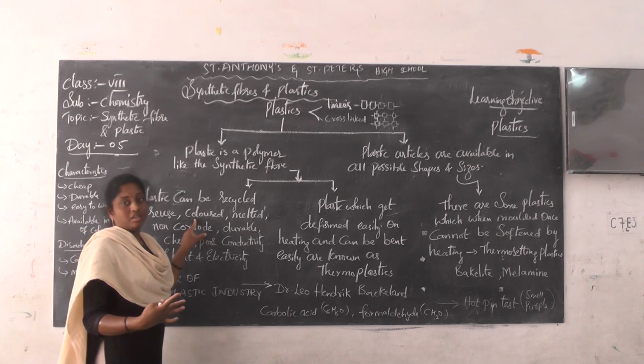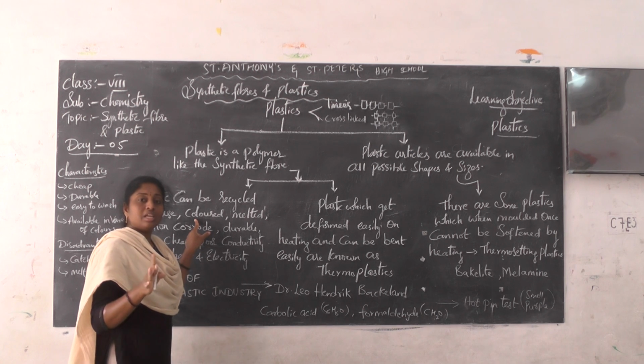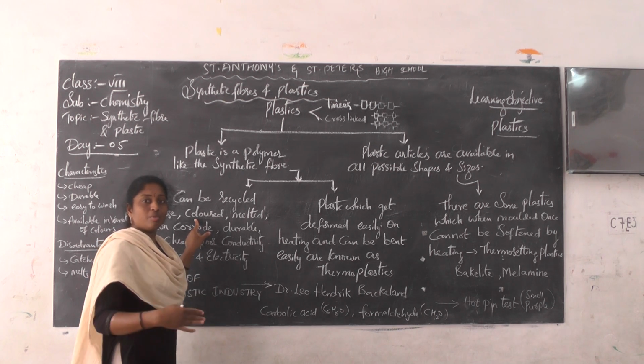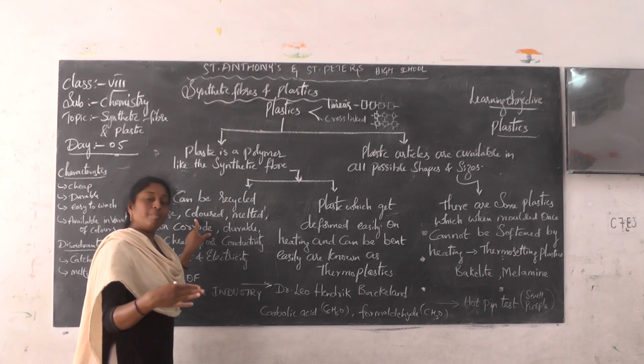Next one, colored. When we prepared nylon, rayon and acrylic, in all the cases we learned that while the process is going on, we can make so many different colors. We can add the dye and prepare it in different colors.